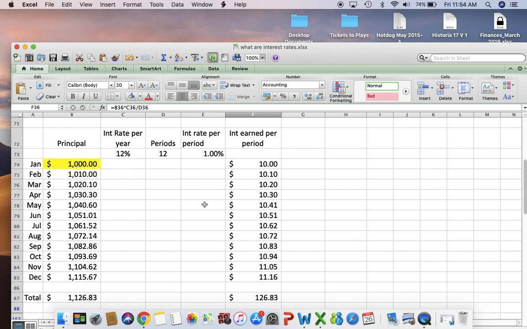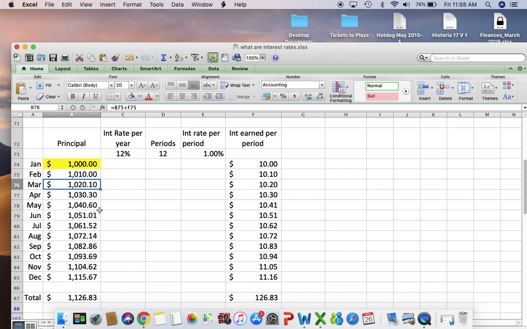Let's go back to our example, make it a little more elaborate. We start with $1,000. Interest rate is 12% for the year. There are 12 periods, 12 months. It's 1% per period. The first month on $1,000, 1% is $10. That $10 gets put back into your account. Now you're collecting interest against $1,010. Therefore, 1% is $10.10.